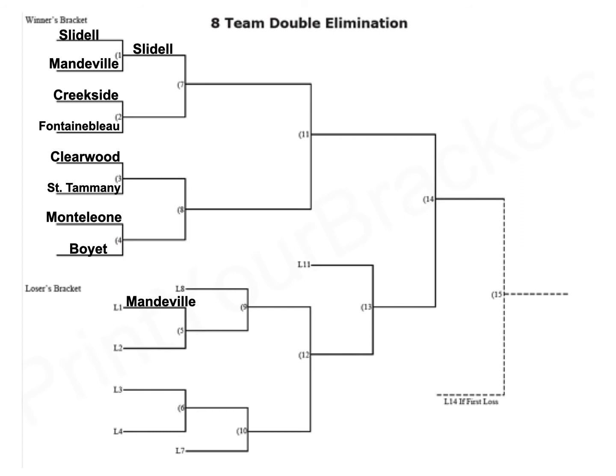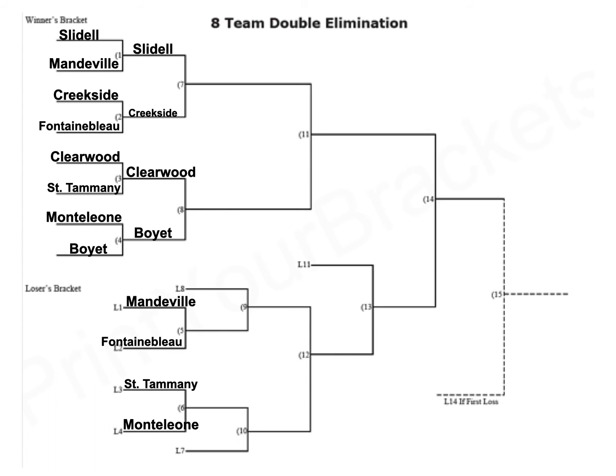And then the second game is Creekside Fontainebleau. Well, Creekside won. They'll stay up in the winners bracket. Fontainebleau goes down to the losers bracket. Clearwood won their game. They move forward. St. Tammany goes down. Boyette won their game. They move on in the winners bracket. Montleon goes to the bottom.